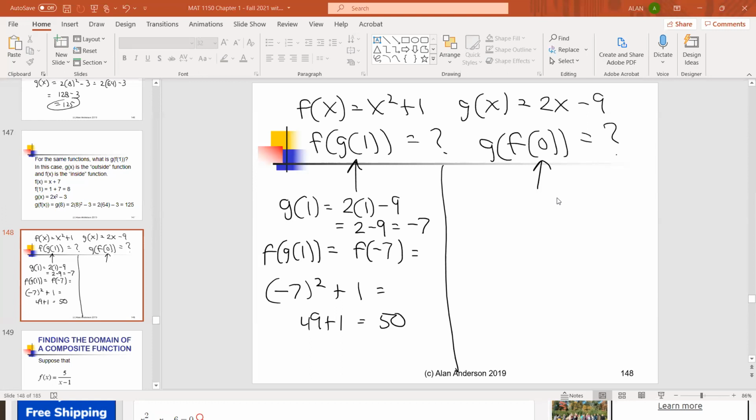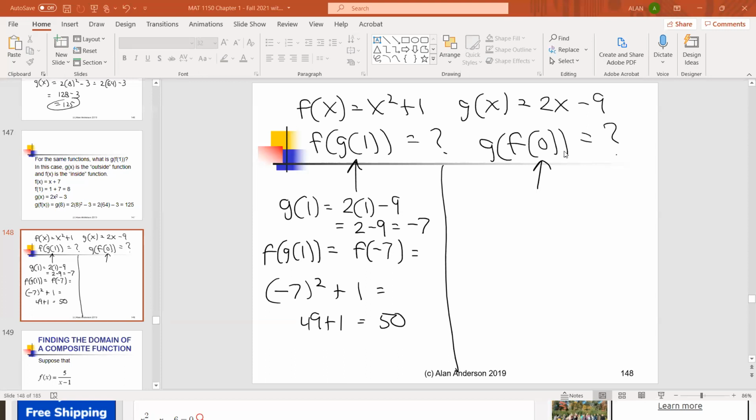All right. So did you do g of 1? g of 1 is -7. And then when you put that back into f of x, you have -7 squared plus 1, which is 50. Okay, try it again. Just go back and look at your results.